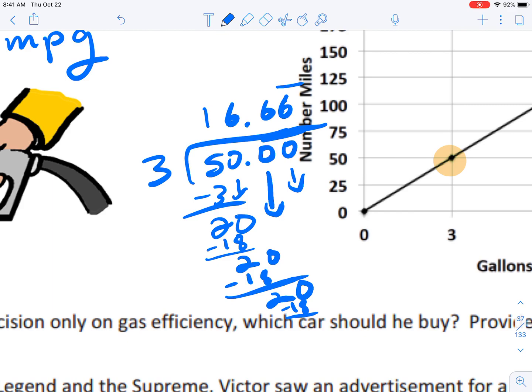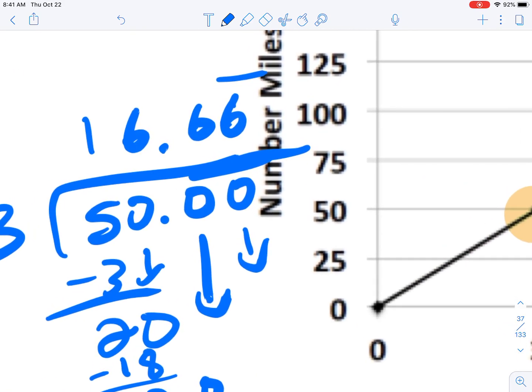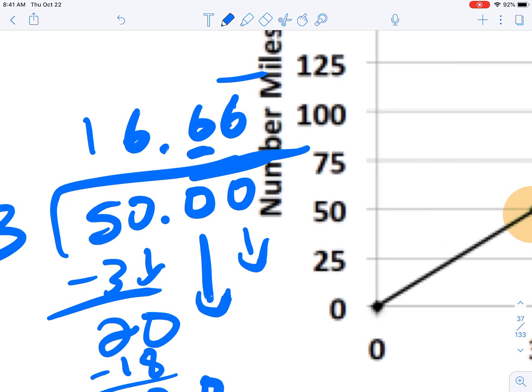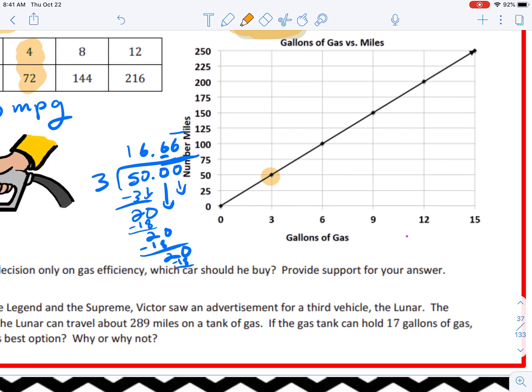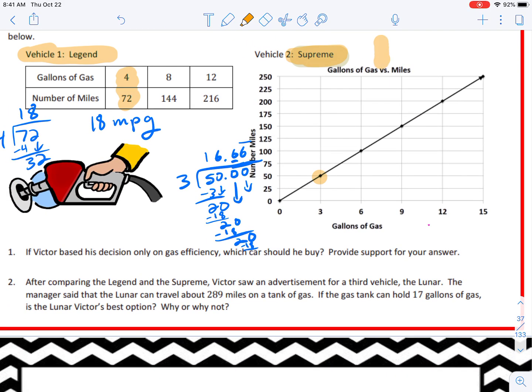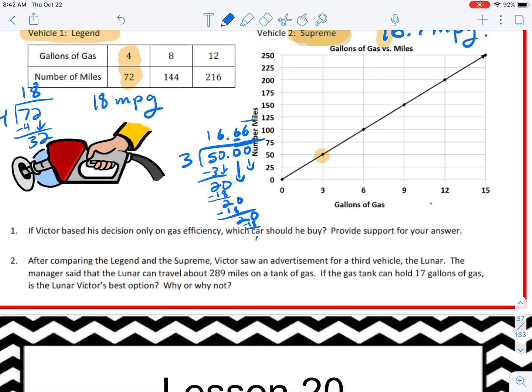So let's round to the nearest tenth. The nearest tenth is this first 6. We look at the second number. If it's greater than 5, then we round up. So approximately, the Supreme gets 16.7 miles per gallon. So, if Victor based his decision only on gas efficiency, which car should he buy? Well, he should buy the Legend.